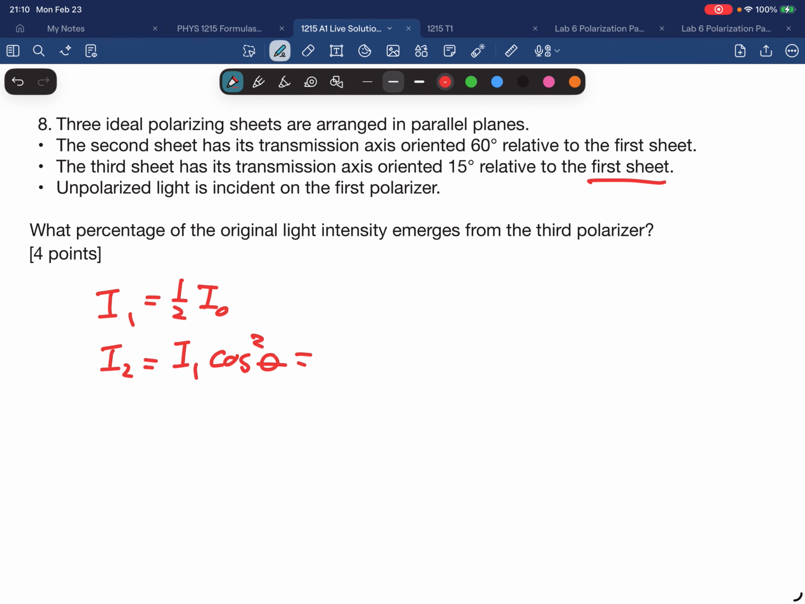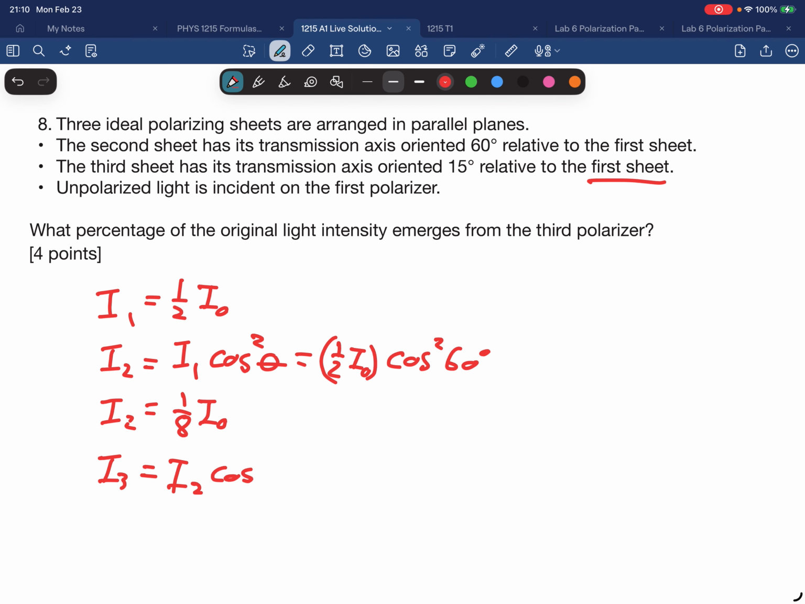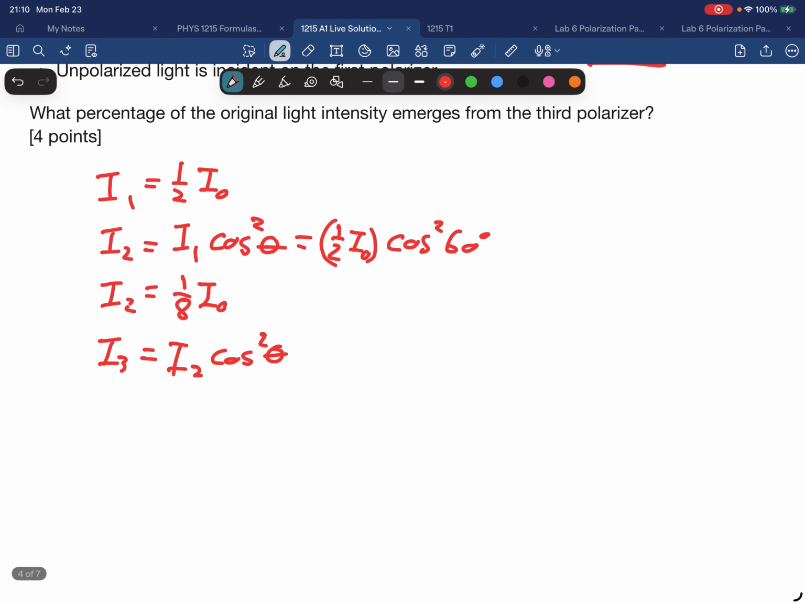So in this case, that is 1/2 I naught from the first equation there times the cosine squared of 60 degrees, which ends up getting you 1/8 times the original intensity. Now for the intensity coming out after the third polarizer, that is going to be whatever comes out of I2 multiplied by the cosine squared of the angle between the third and the second filters now.